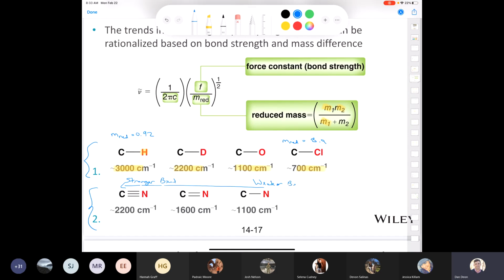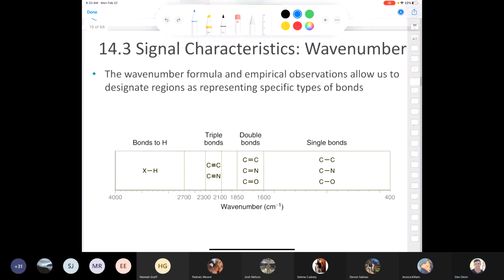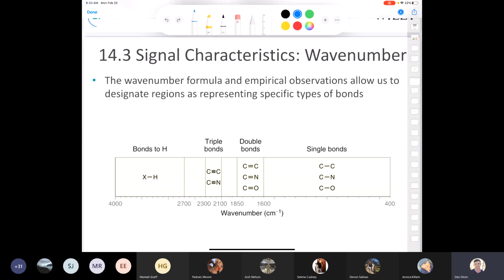Okay, weaker bond over here. Well, if force constant or bond strength is in the numerator, that means the stronger the bond, it's going to have a higher absorbance, right? If we have a weaker bond, it's going to have a lower absorbance. All right, so what will we see when we look at a general infrared spectrum in this class?